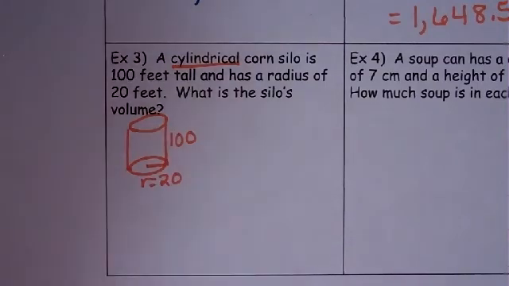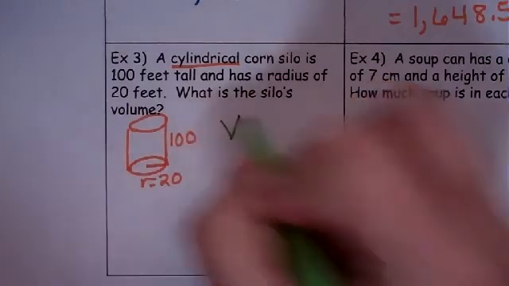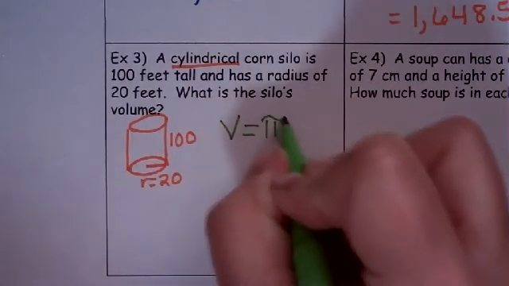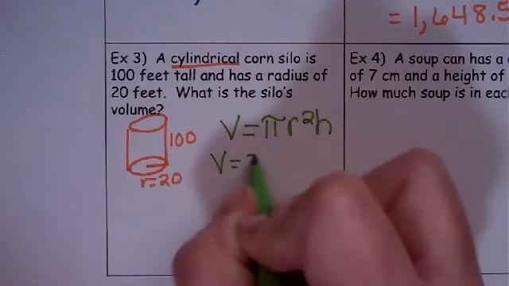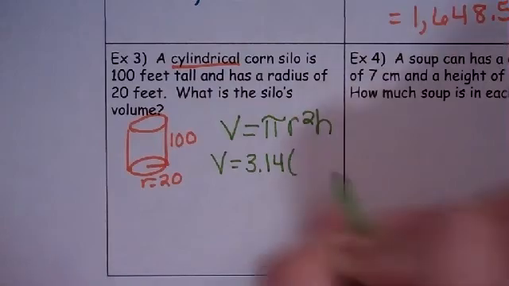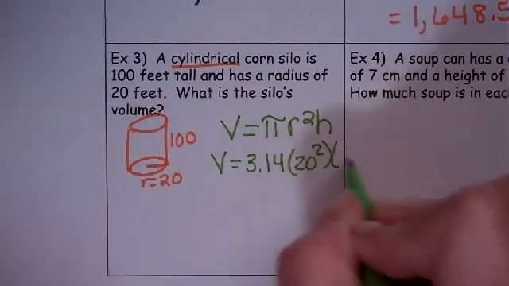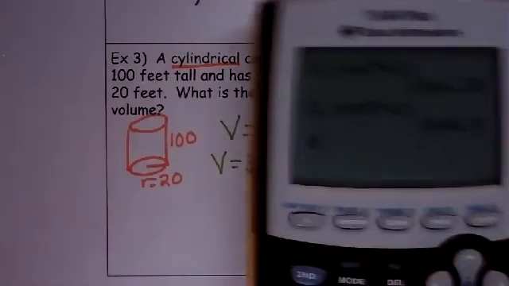So all I need to do is switch over and let's put this into the formula. So let's write our formula. V equals pi r squared h. So V equals 3.14 times, now my radius is 20 squared times 100, okay? Now, again, I'm just going to grab my calculator and I'm going to type that in.